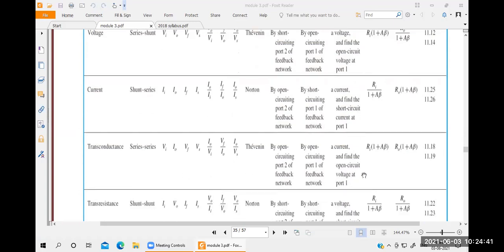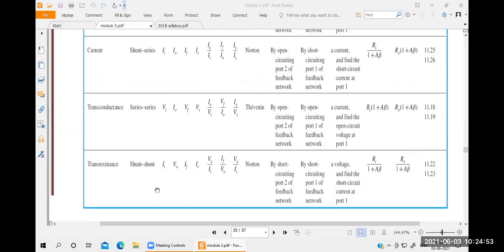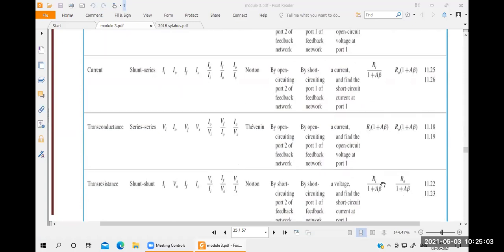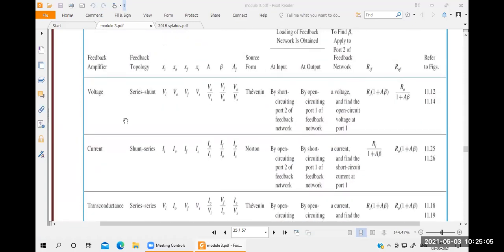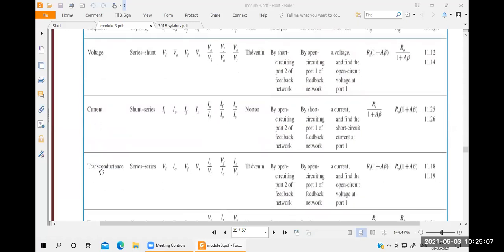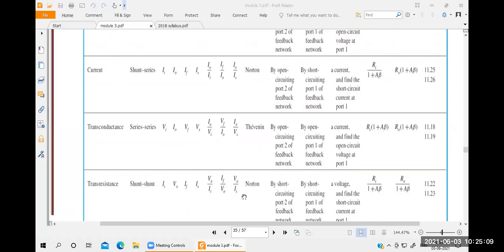Then transconductance means you can take Ri into 1 plus A beta, because these are series to series connection. Same thing, you write R naught into 1 plus A beta. Then transresistance means these are parallel here. That's why you can write Ri divided by 1 plus A beta, R naught divided by 1 plus A beta. This is the complete comparison between the feedback amplifiers with respect to voltage, current, transconductance, and transresistance.